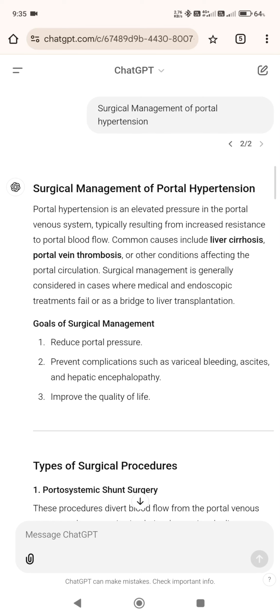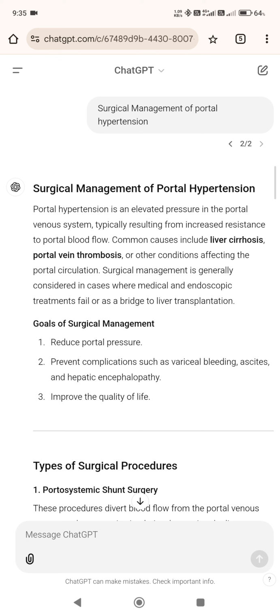Surgical management of portal hypertension. Portal hypertension is an elevated pressure in the portal venous system, typically resulting from increased resistance to portal blood flow. Common causes include liver cirrhosis, portal vein thrombosis, or other conditions affecting the portal circulation. Surgical management is generally considered in cases where medical and endoscopic treatments fail or as a bridge to liver transplantation.